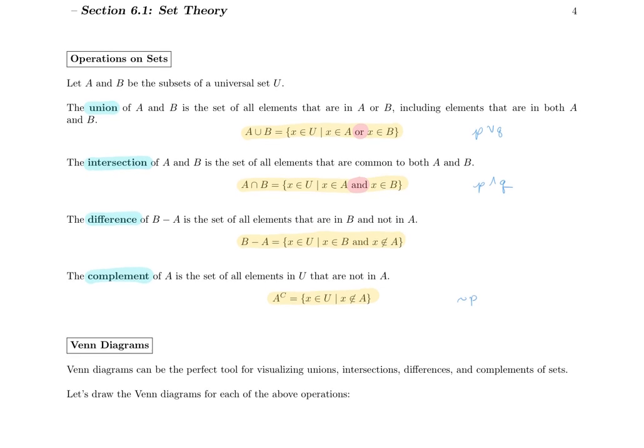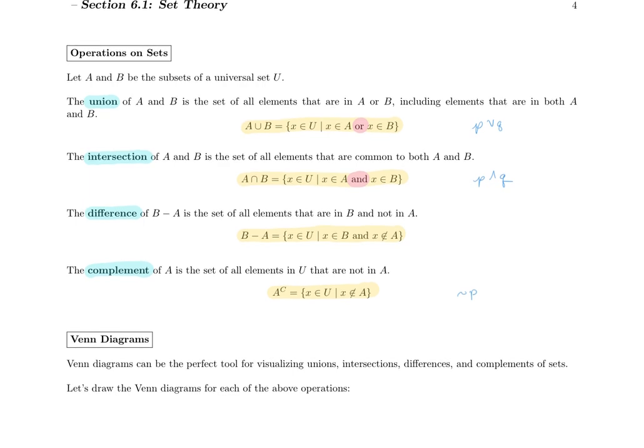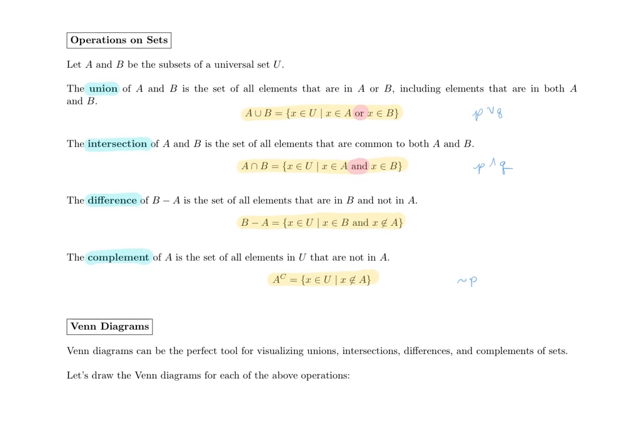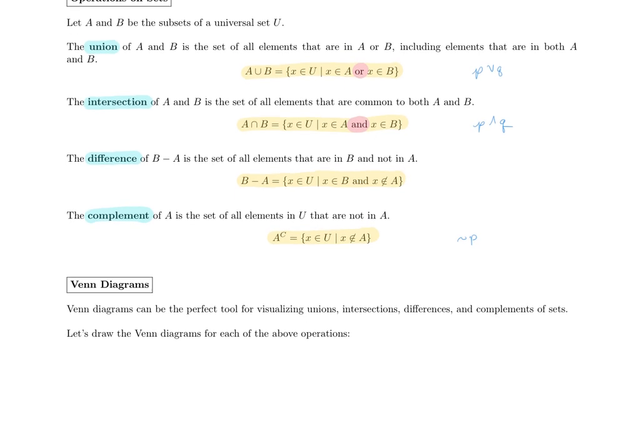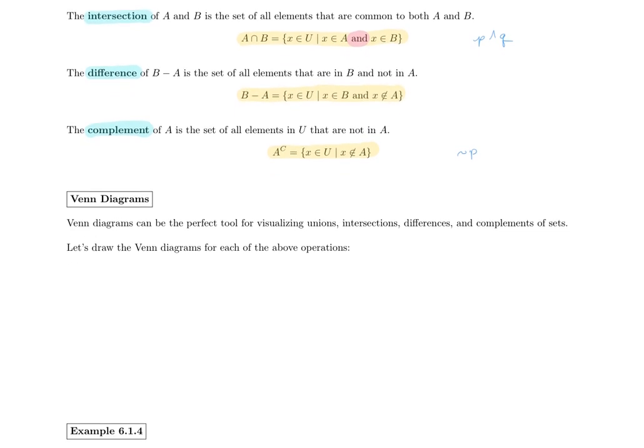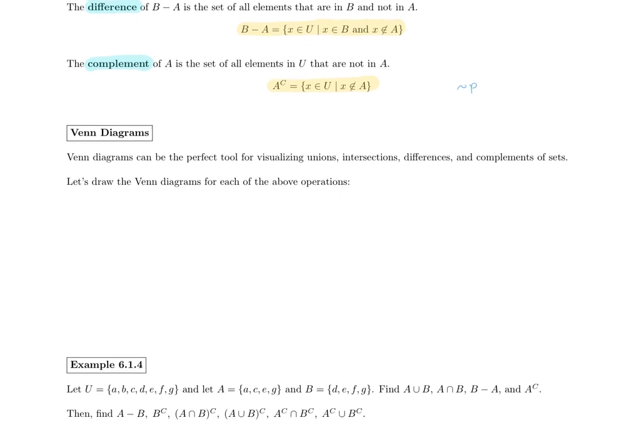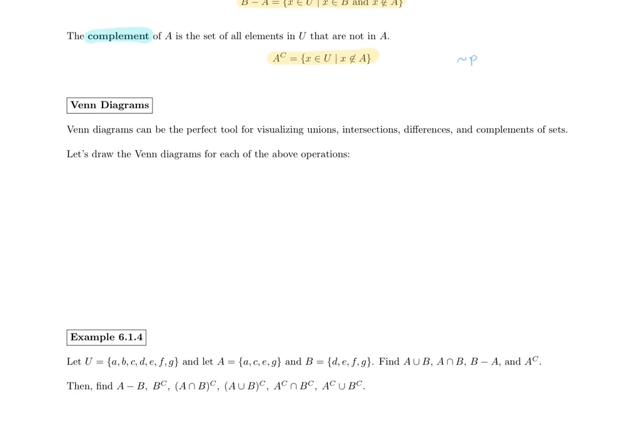So how do we look at these operations on sets and determine how they work? Well, the nice thing is we can draw Venn diagrams. And you've probably heard of Venn diagrams before, and we're going to be drawing them in this class. We're going to be using them again in section 6.3 to help us build disproofs. So they're a wonderful tool for visualizing unions, intersections, differences, and complements. So we're going to draw the Venns for each of the above operations.